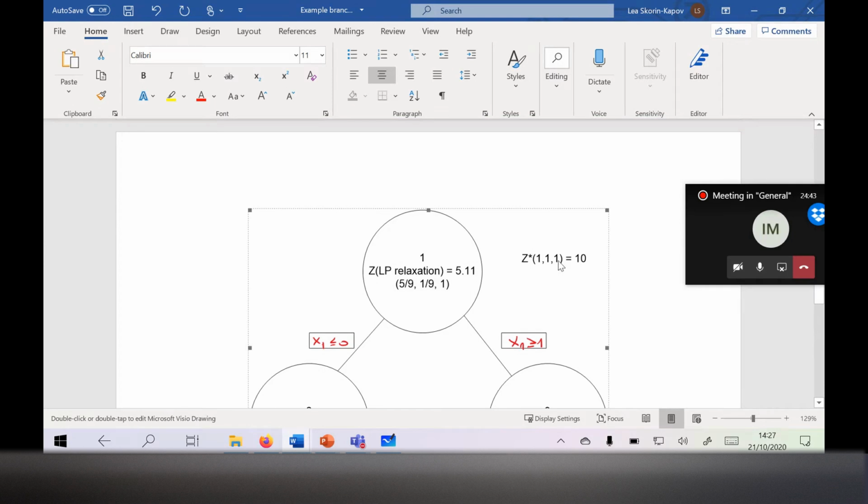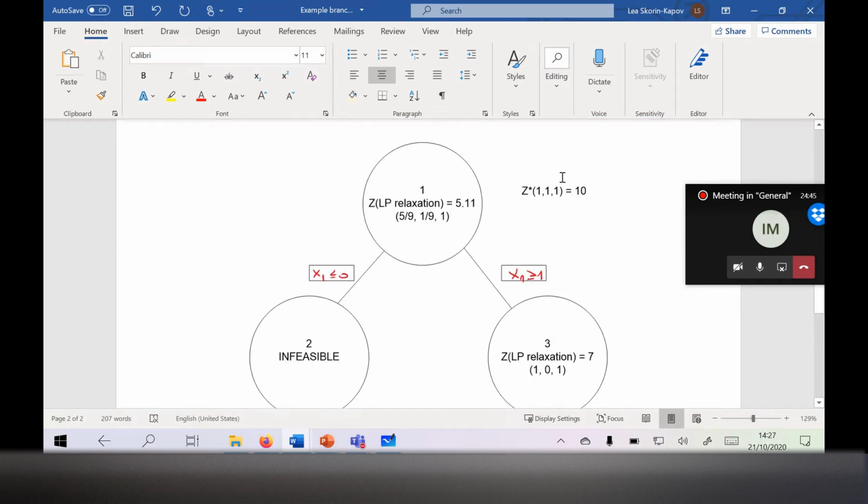So if we take x1 to be z star here, 1, 1, 1, we have an integer solution. It gives us a value of 10. Now the question is, can we find a better solution? If we solve the LP relaxation to the initial problem, we get a solution of 5.11, and these are our variables: 5/9, 1/9, and 1. Now we said that we take x1 to be the branching variable, so x1 is less than or equal to 0 or greater than or equal to 1.